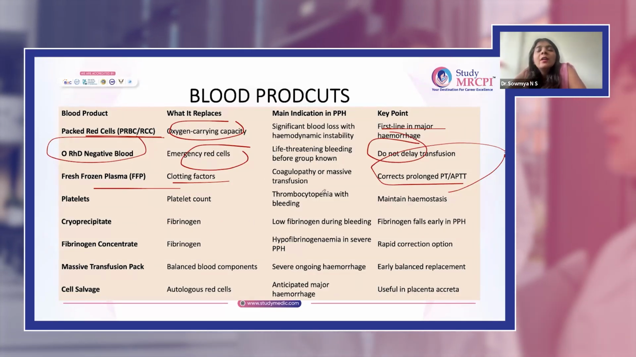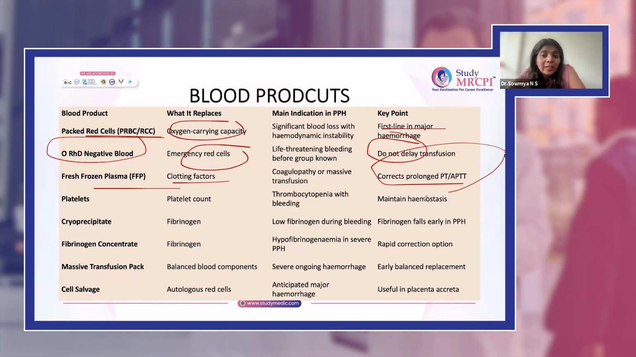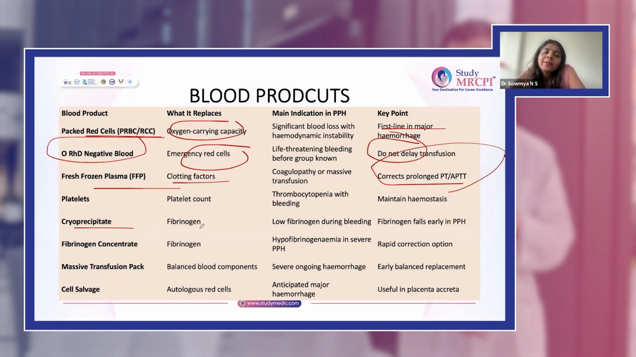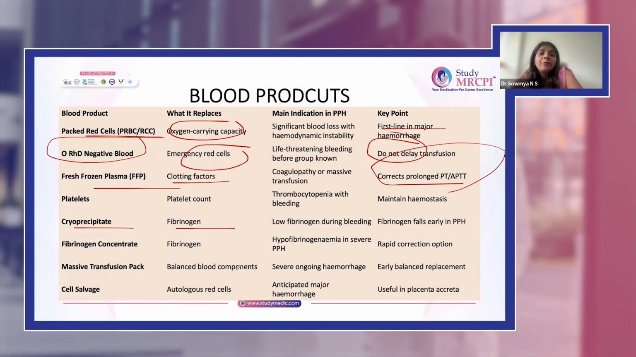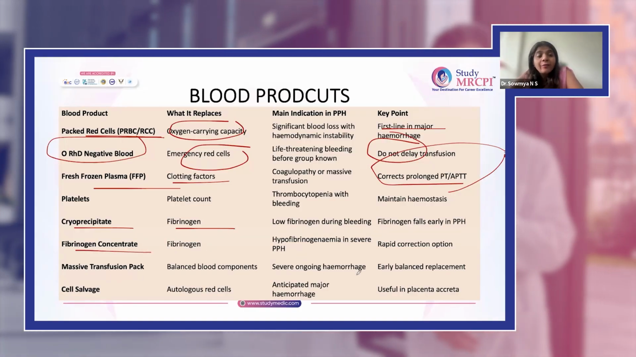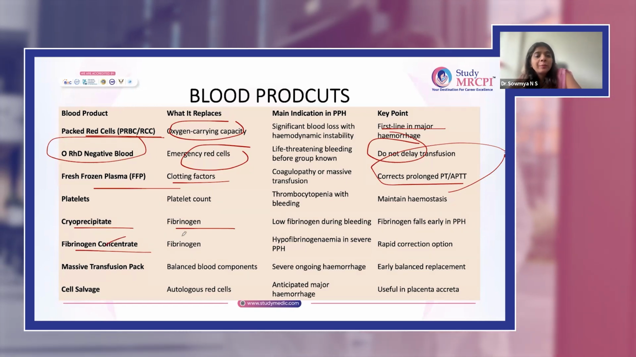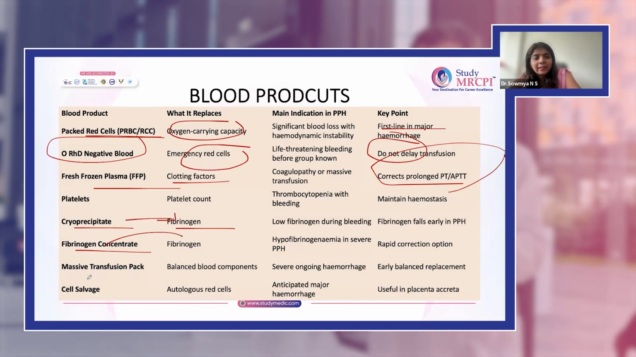Platelets, of course, thrombocytopenia can continue the bleeding. So that's the reason I've given the target levels in the next one. Cryoprecipitate increases the fibrinogen, and you have to be maintaining that for the clotting mechanism to work. Fibrinogen concentrate, if you have it: in severe PPH, it can cause hypofibrinogenemia. So this would be a specific replacement because cryo adds on a few clotting factors as well.